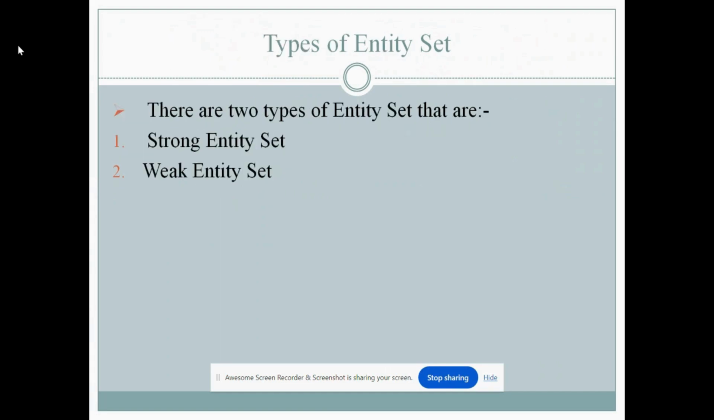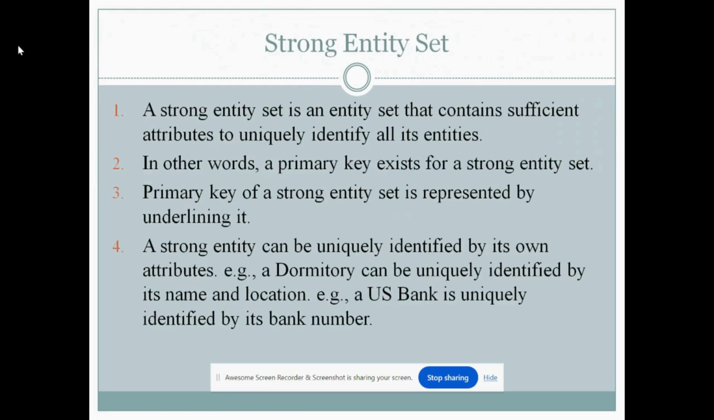Now coming to the types of entity set, there are two types of entity set, that are strong entity set and weak entity set. Now coming to the first one, that is strong entity set. A strong entity set is an entity set that contains sufficient attributes to uniquely identify all its entities. In other words, a primary key exists for a strong entity set.